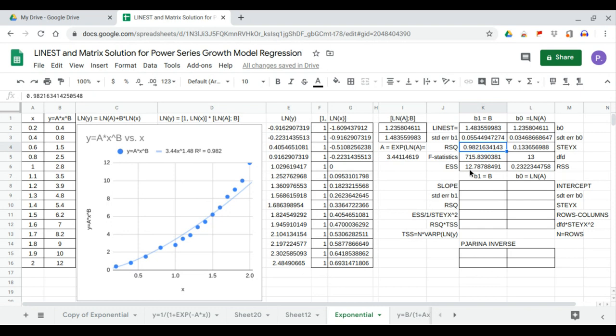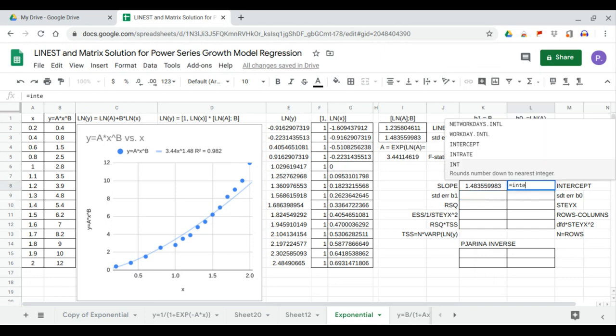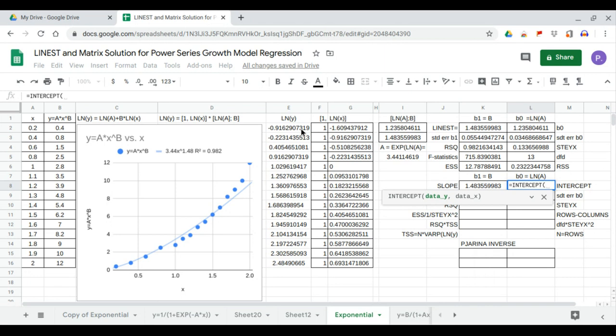Now we can calculate these values using slope and intercept. So we have slope of data y and data x. The intercept, data y and data x. These values match our LINEST output.